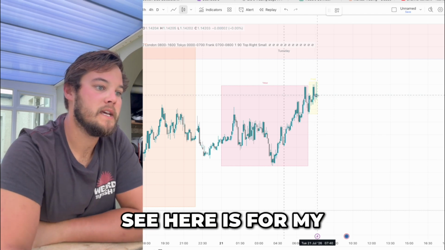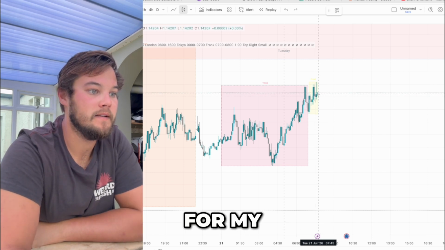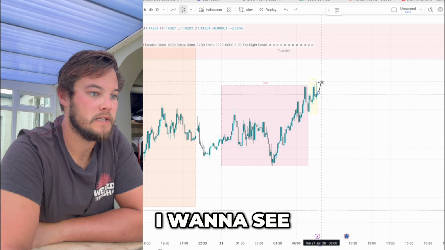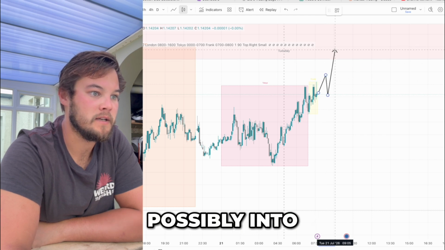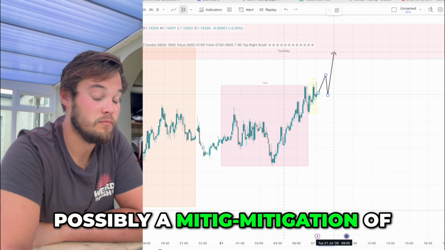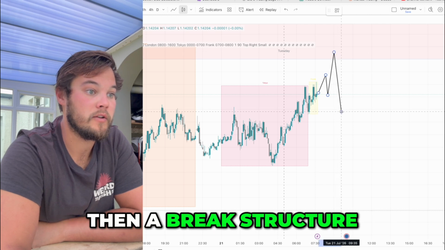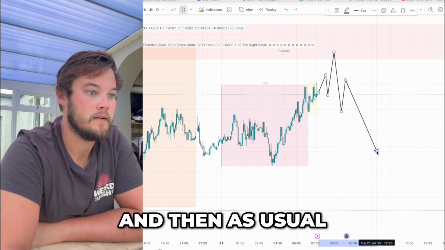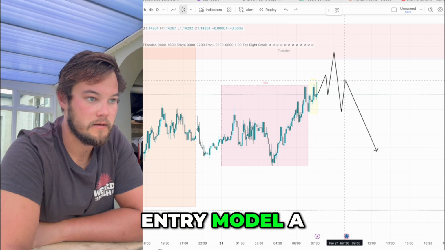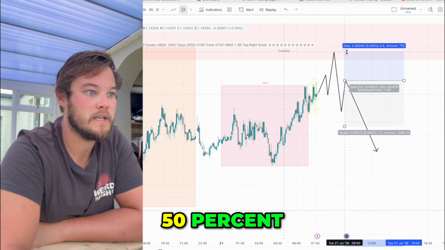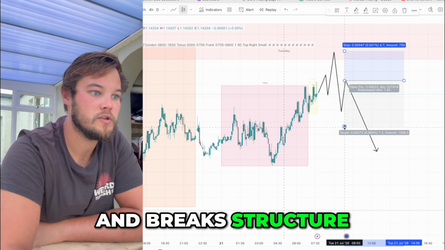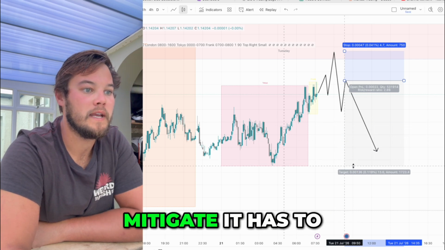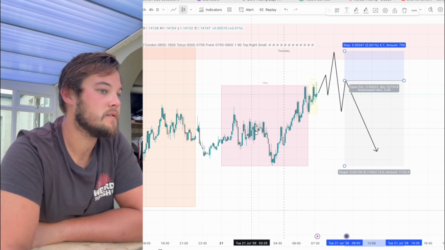But what I want to see here for my trading day today is a take of these highs, possibly a mitigation of the premium, then a break of structure to the downside, and then as usual, entry model A. I'm going to be shorting the 50% of the leg that sweeps and breaks structure. It has to mitigate, it has to do those two things.